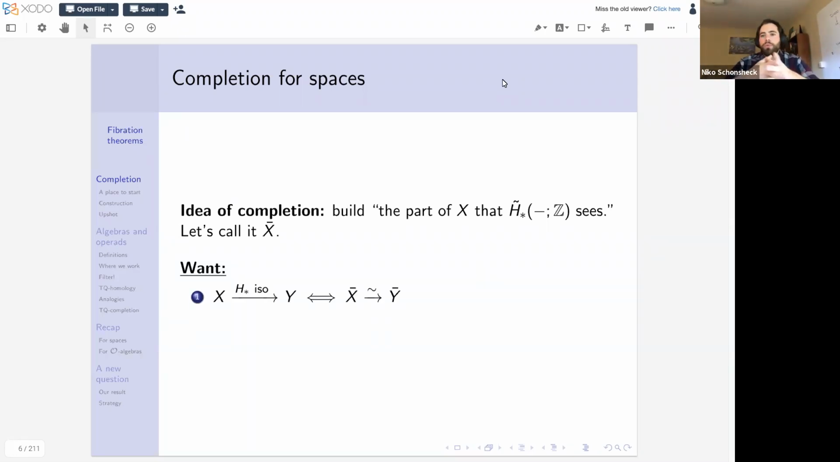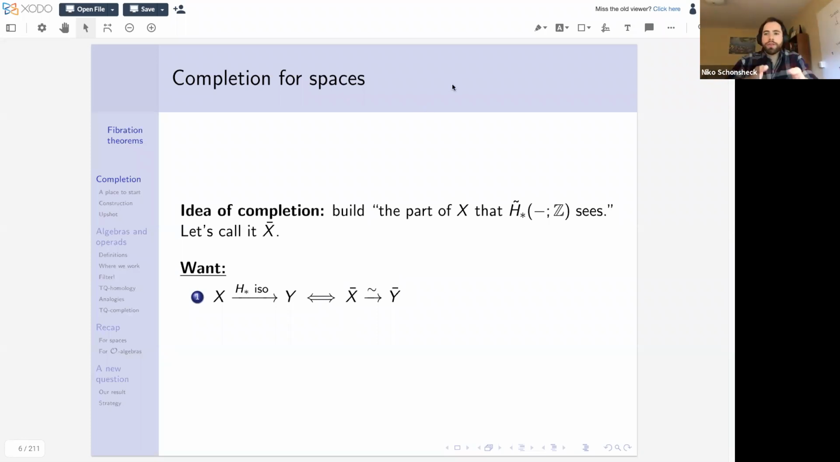So first off, we'd want it to not be able to distinguish between spaces that have isomorphic homology groups. So if I have a map of spaces, X to Y, that induces an isomorphism on homology, then if these constructions are capturing just the homological information about X and Y, I would want to have a weak equivalence here. And from now on, every time you see an H star, this really means reduced homology, integer coefficients, but just trying to declutter notation. So that's one thing you'd want.